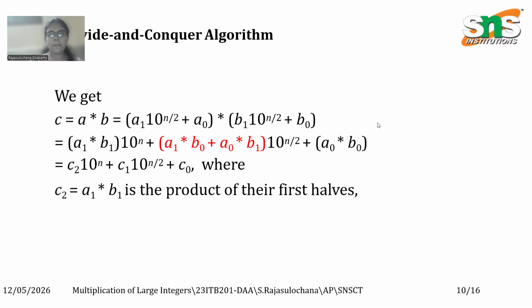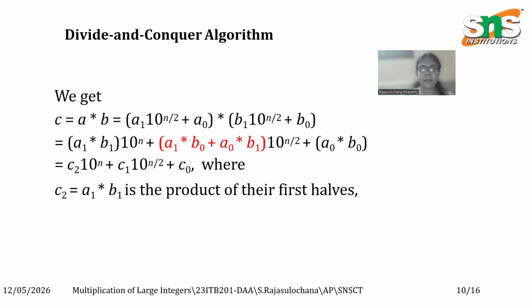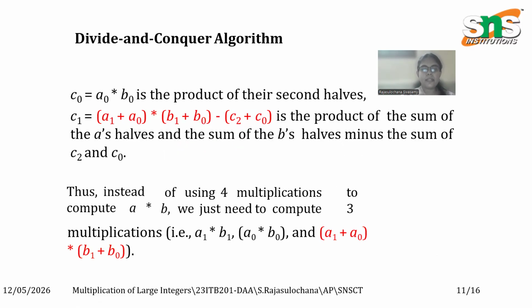So let us see how divide and conquer is applied. The formula to compute the value of C is equal to A1 into B1 into 10 power n plus (A1 into B naught plus A naught into B1) into 10 power n by 2 plus A naught into B naught. So here C2 is the product of their first halves, and C naught is the product of their second halves.